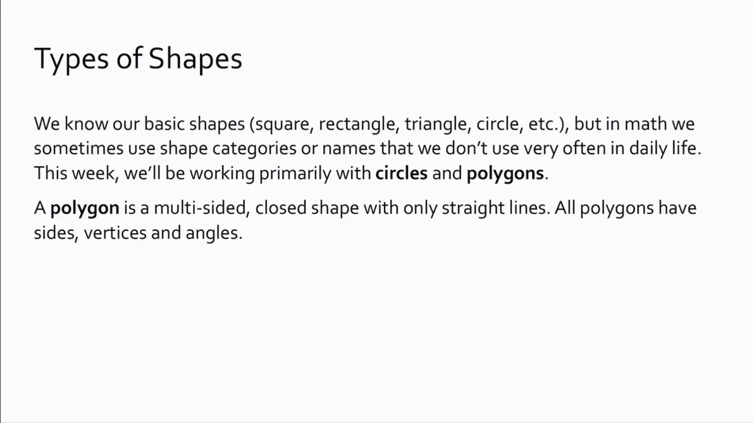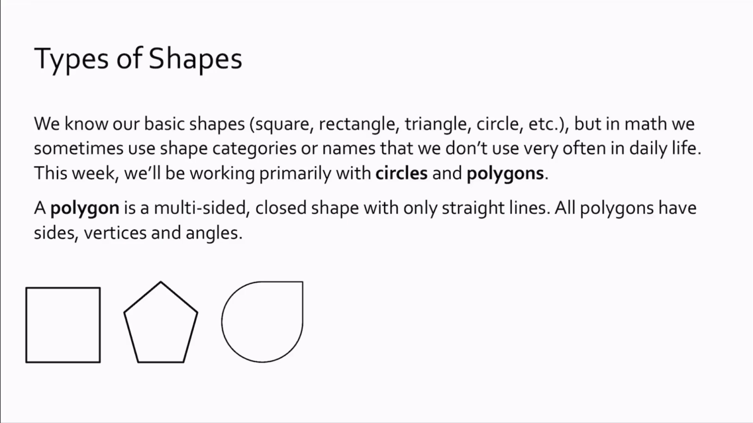Now, a polygon is a multi-sided closed shape with only straight lines. And all polygons have sides, vertices, and angles, which we learned about last week. So a square, for example, is a polygon. It has multiple sides, it's a closed shape, only straight lines. This is also a polygon. It's a closed shape, straight lines.